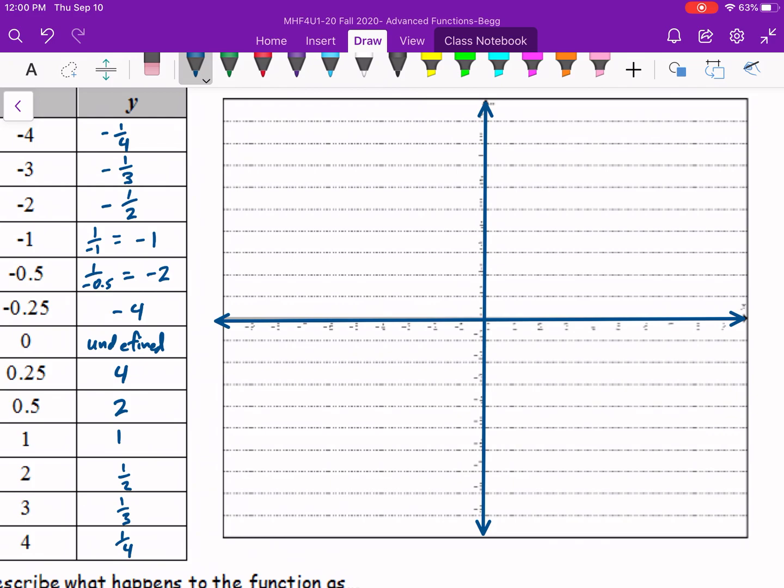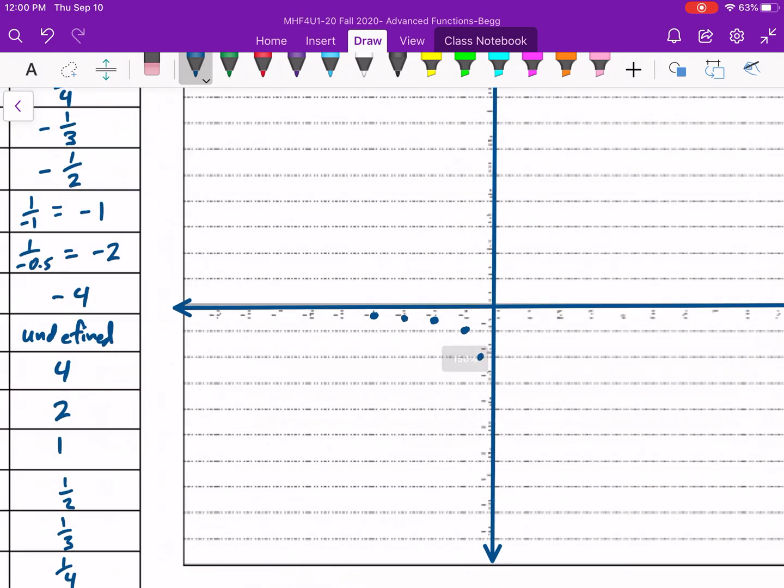All right, -4, -1, 1, 2, 3, 4. -4, -1/4, I think that's here. -3, -1/3, slightly lower down. -2, -1/2, slightly lower down again. -1, -1 here. -0.5, -2 is here.